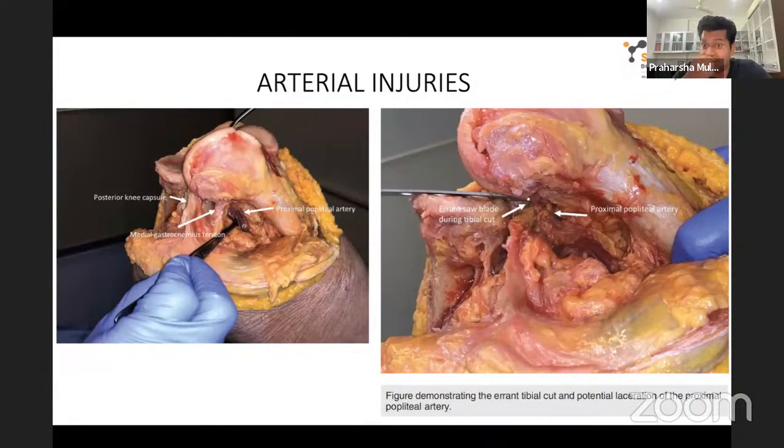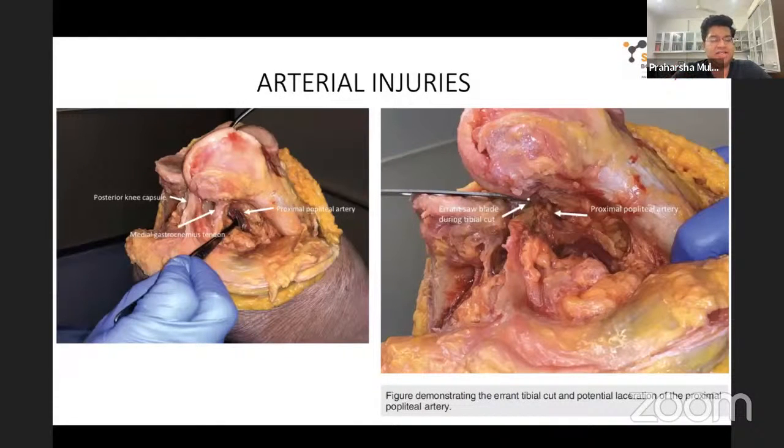On the right side, you can see how the saw blade is. If your saw blade moves or skives beyond this point on the posterior bit of your tibia, it can go right beyond the femur, and the next structure that it's going to hit beyond the capsule is your popliteal artery. And the popliteal artery, in general, if you look at the axial section of a cadaver or an MRI, is slightly more on the lateral side than it is on the medial side.